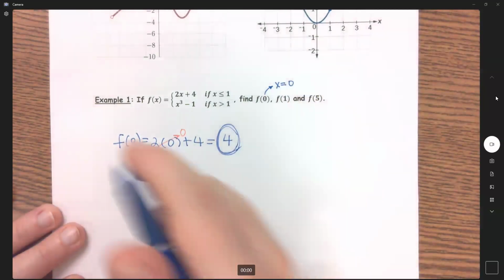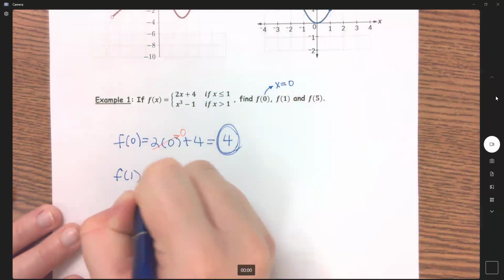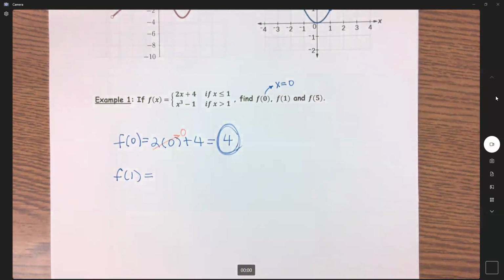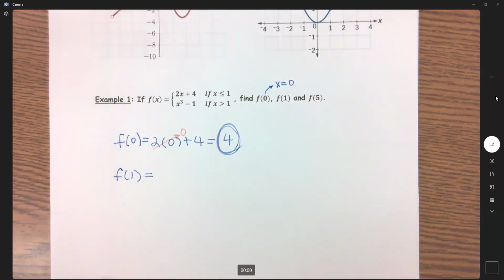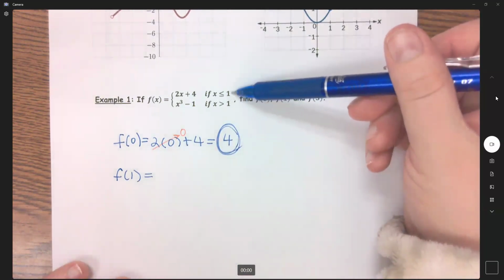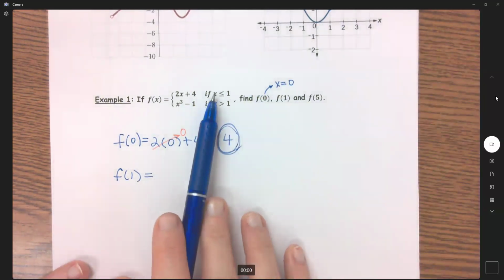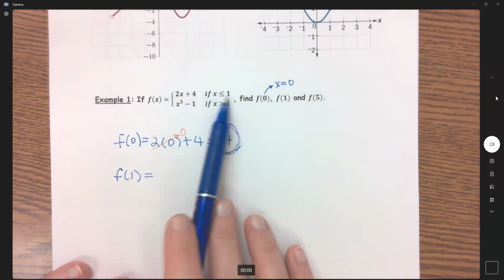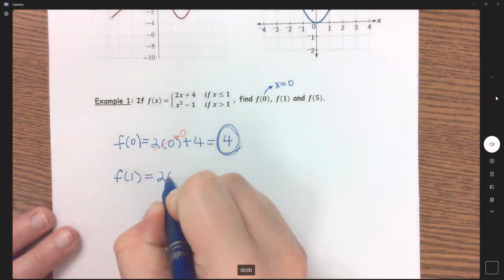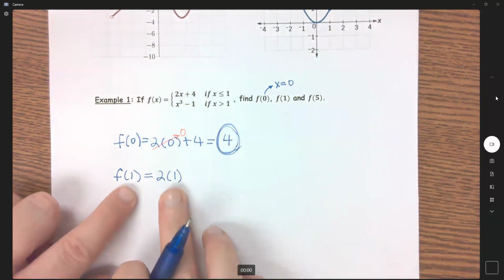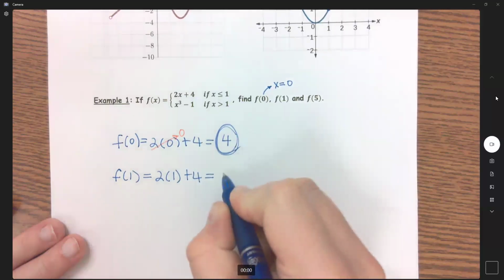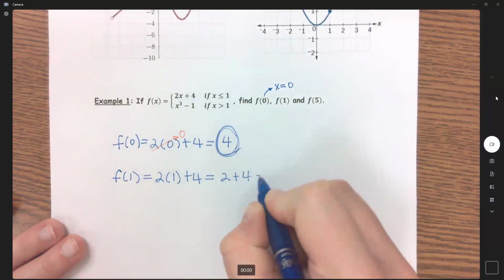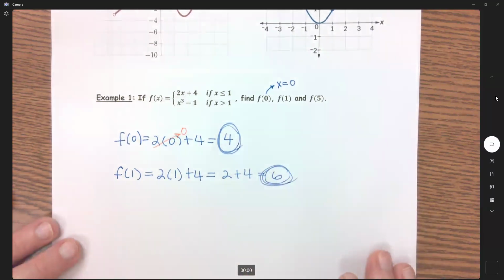Okay, so now we'll go to f of 1. Okay, which function am I using here? The top one or the bottom one? Okay, they both do have a 1, but which one can equal 1 is this top one here. It's when x is less than or equal to 1. So I'm still using this top one. So I'm plugging a 1 in for my x plus 4. So this is 2 plus 4, which will give me 6.